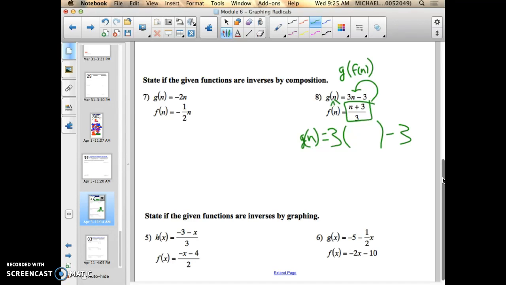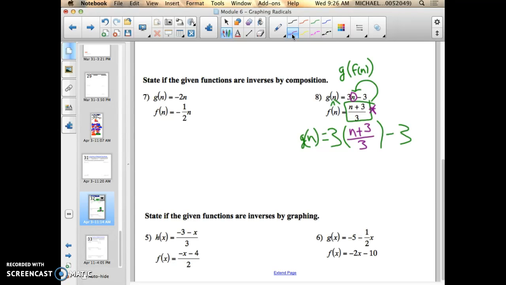Now, to compose f of n inside of g of n, I need to just replace the n variable here. That's why I wrote parentheses. It's always important to write parentheses whenever you're composing something. I'm going to replace the variable n with this function f of n. So I'm going to write n plus 3 divided by 3.